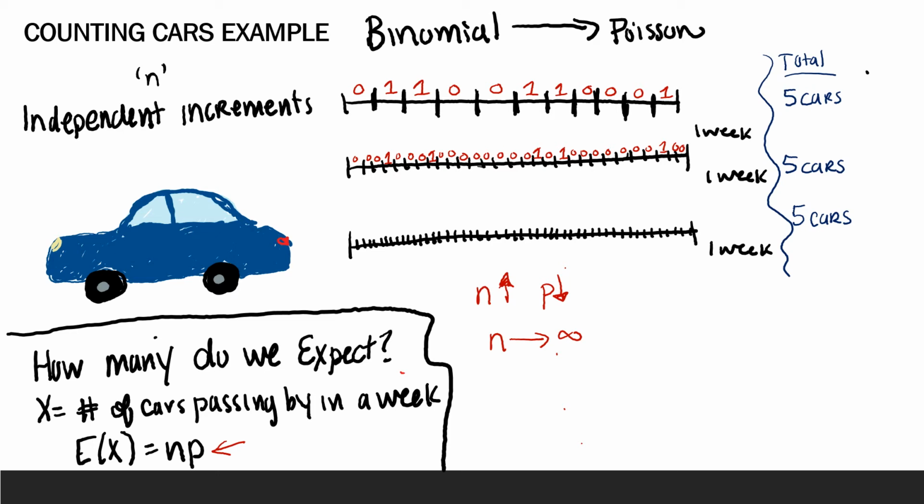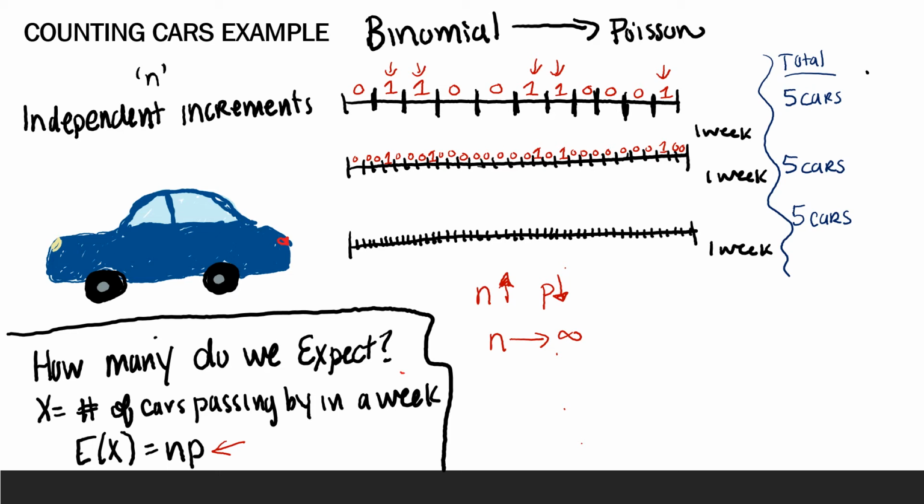So let's say that we observe 5 cars passing by in our week of observation. Now, since each subinterval does not contain the possibility of more than one car passing by, let's hypothetically say that those 5 cars pass by in these 5 subintervals.